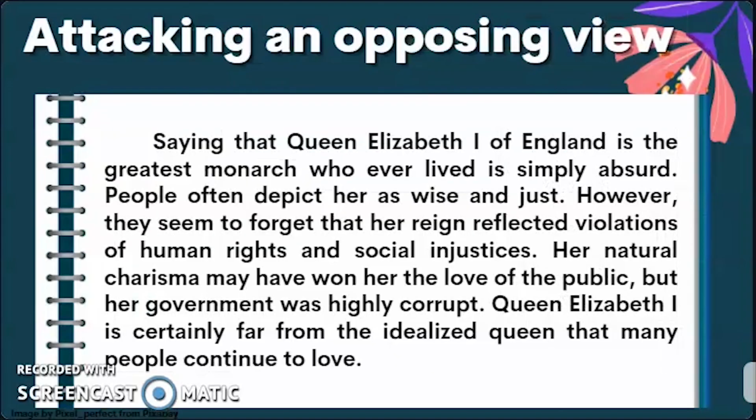Lastly is attacking an opposing view. In this persuasive technique, you assert your opinion by attacking or criticizing someone or an opposing idea. Belittling someone's idea, dismissing the credibility of someone or an idea, and making fun of someone's idea are some forms of attack that can be used to strengthen your opinion. However, this technique can insult or alienate the readers if excessively done. It's still important to show respect when airing one's opinion. Please read the given example.